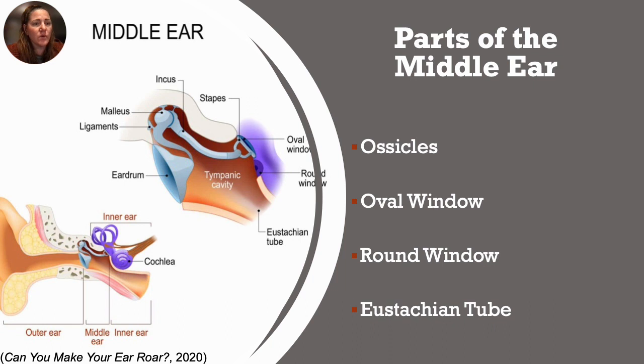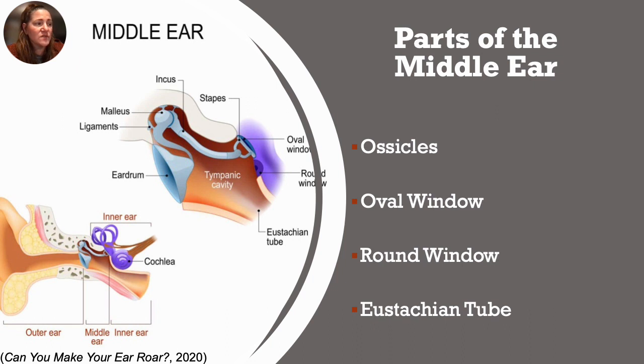These three bones are also the smallest bones located in the human body, and they are the malleus, incus, and stapes. These three bones or ossicles are responsible for further amplification of sound from the outer ear towards the inner ear.